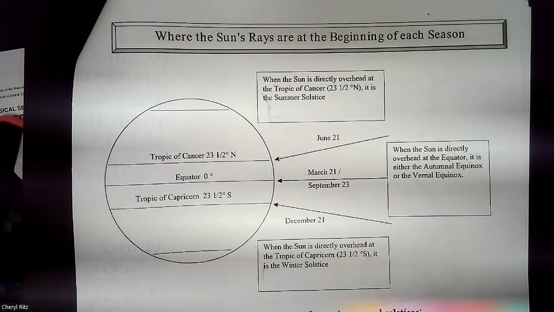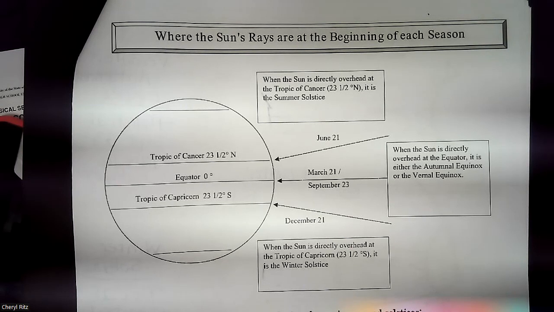Guys, I used to have you fill this page out, but I decided to give you these notes. Notice what information I have on here. Tropic of Cancer is labeled June 21st. When the sun is directly overhead the Tropic of Cancer, it's the summer solstice. March 21st, notice it's pointing to the equator. The sun is directly overhead the equator at either the autumnal or vernal equinox. And then finally, the Tropic of Capricorn, December 21st. When the sun is directly overhead the Tropic of Capricorn, it's the winter solstice.